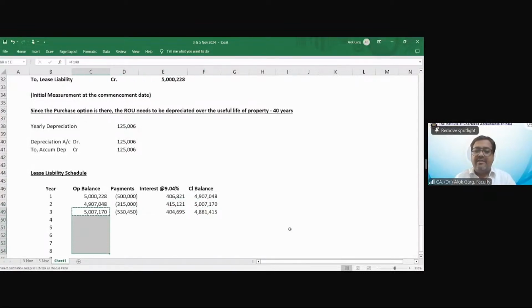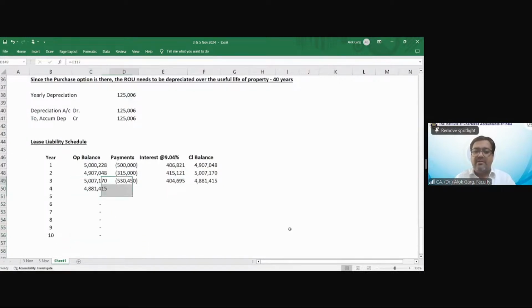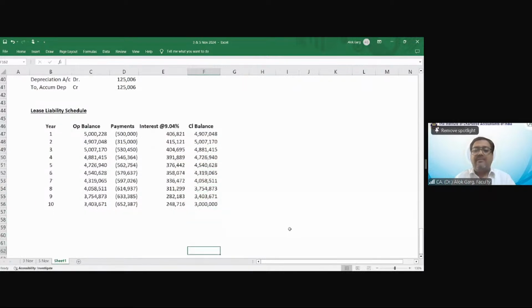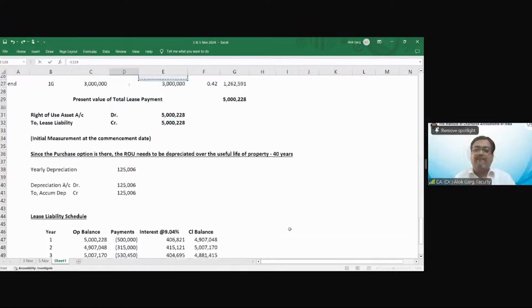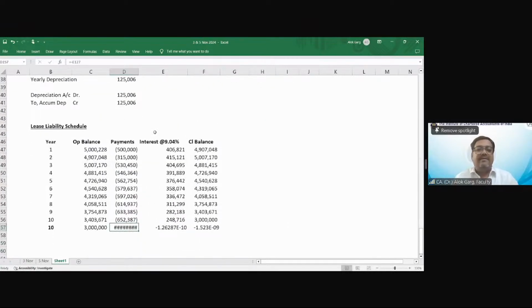Can I drag it to the 10 years? Yes, sir. I am dragging the formula. Sir, this has come to 30 lakh. It has to be 0. But this 30 lakh is the exercise price we have considered there. That's why it is coming here. Again, at the end of the 10th year, what you need to do? This 30 lakh, you will pay. You will pay 30 lakh, right?